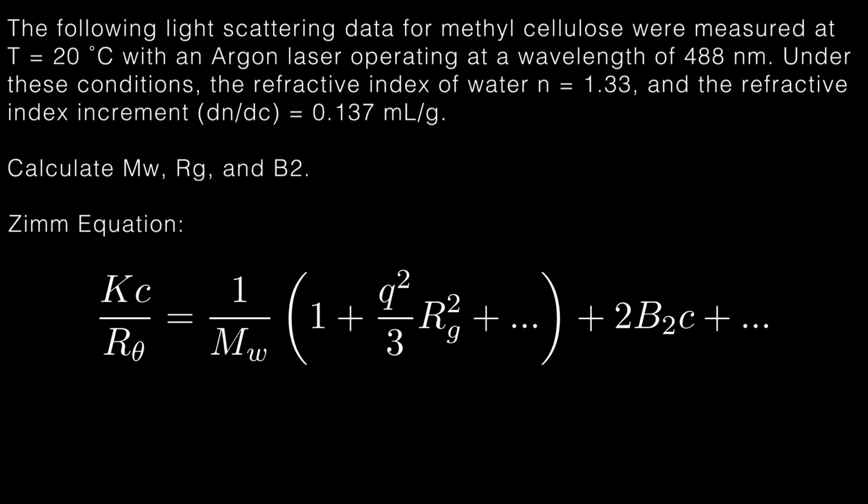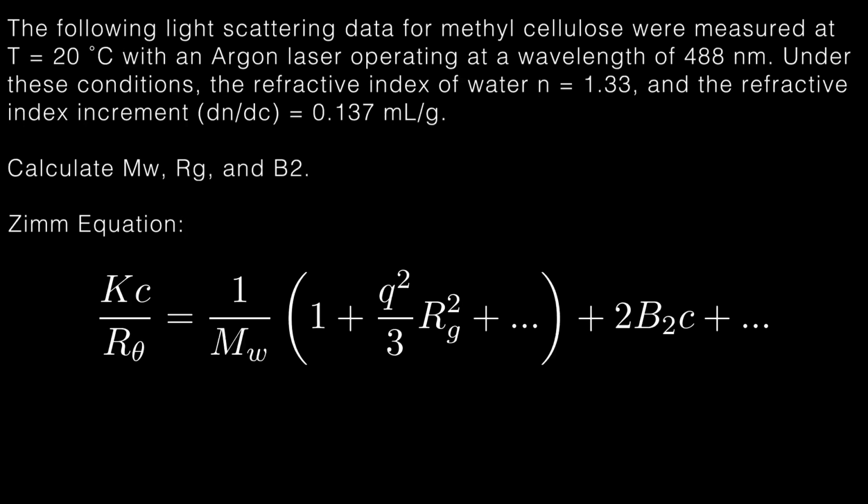Then we have to extrapolate to get 0 concentration and 0 angle data, because we can't measure either of those by themselves. In other words, we can't measure light scattering data for 0 concentration because we wouldn't get any scattering. We have to measure a polymer, so we have to extrapolate to get that information.